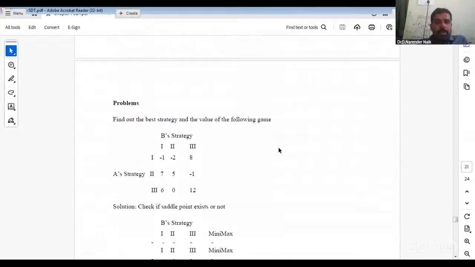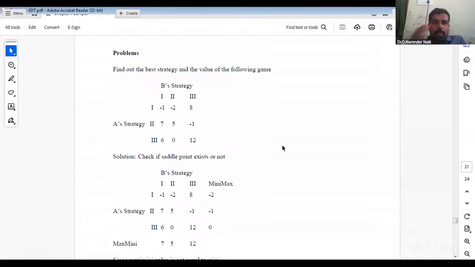So observe the problem. This is an important problem. If you understand this problem, then the dominance method is very easy. Find out the best strategy and the value of the following game. B is a strategy, A is a strategy. Here the matrix is -1, -2, 8; 7, 5, -1; 6, 0, 12.